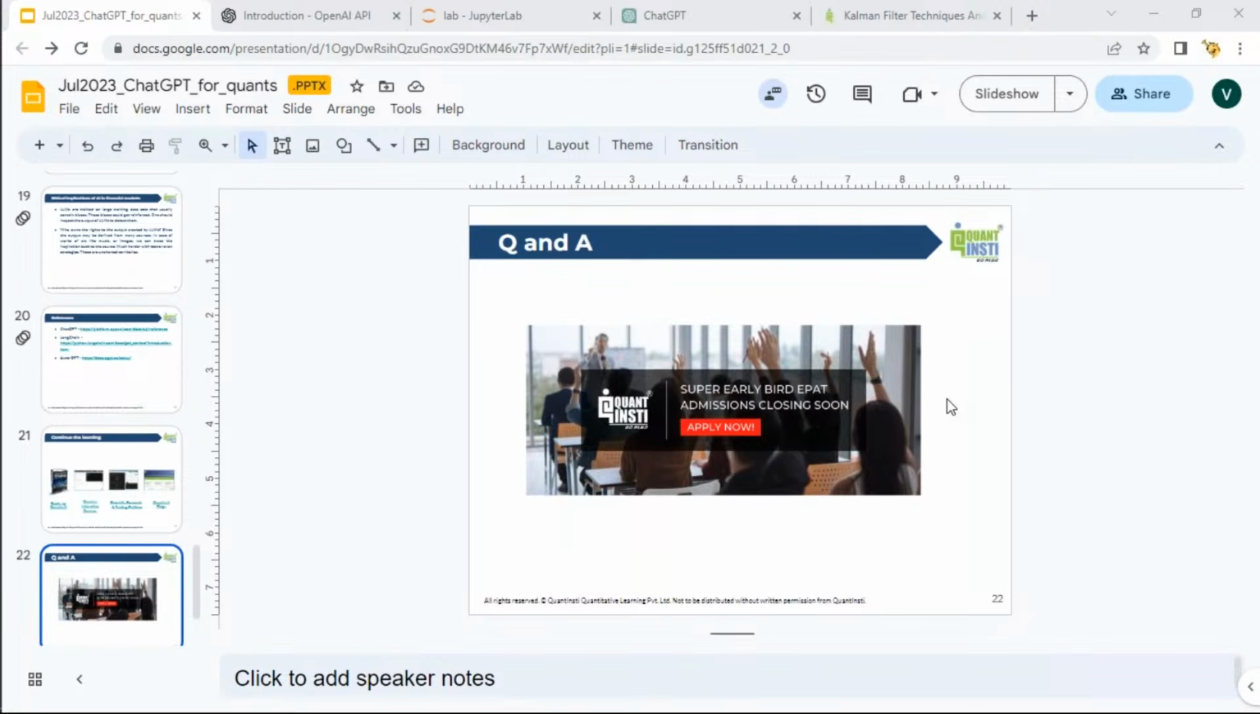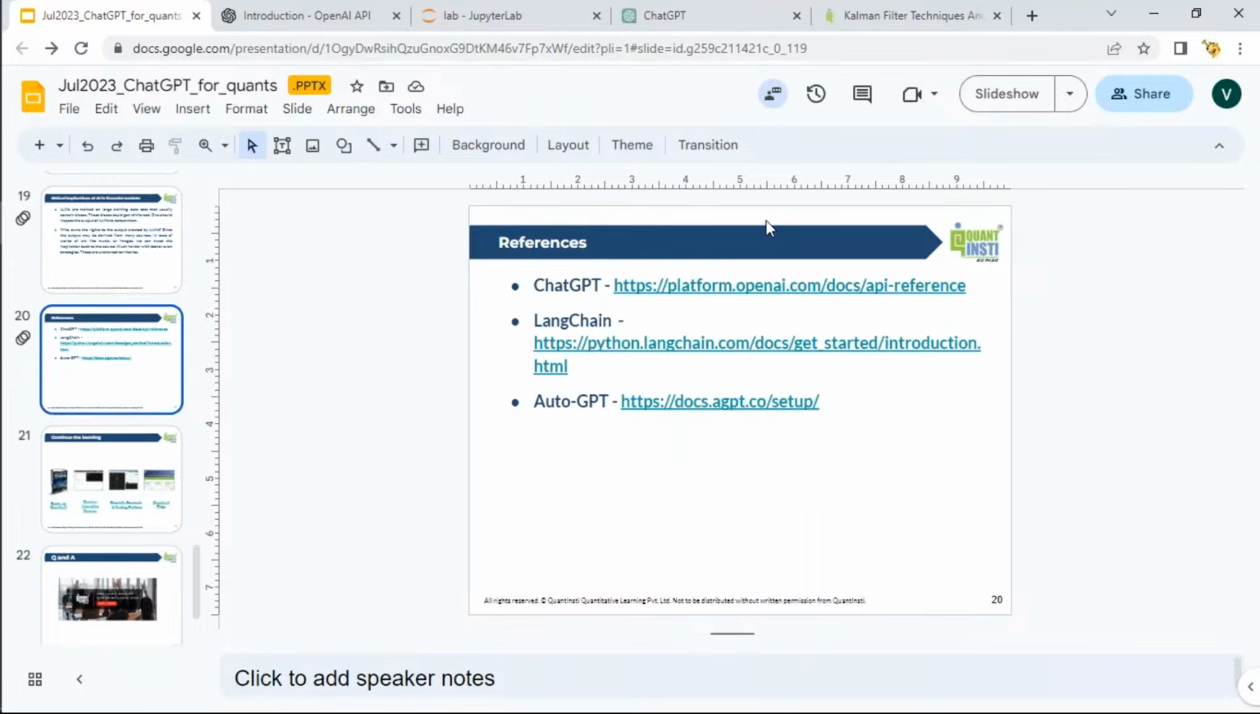Marcos asks, can you tell us where we can get access to AutoGPT and LangChain tools? So the AutoGPT and LangChain that I use, right, I'm essentially using it via the APIs. So if you want to do that, I've shared links to their documentation page. Let me show you the page I'm referring to.